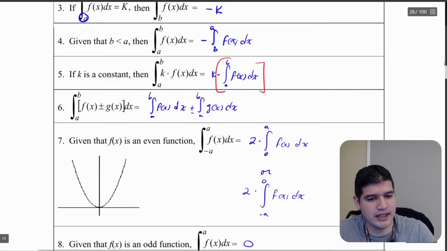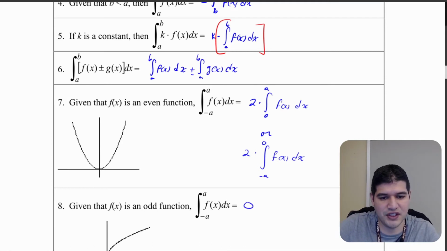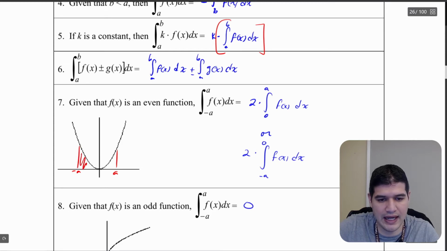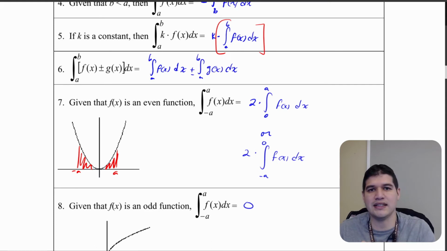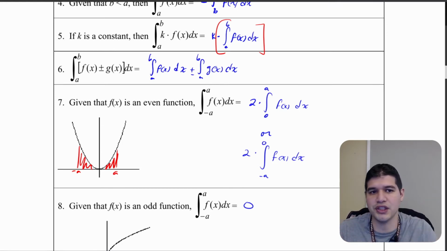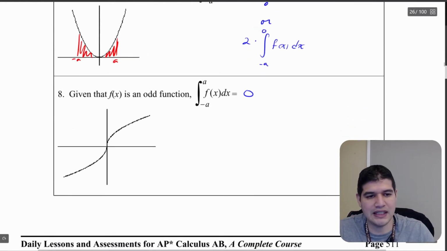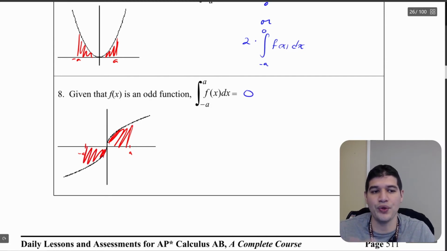And there are some interesting scenarios here in 7 and 8. If we have an even function, we're going from negative a to a here. Think about what happens in that area. It's just going to be double because we have that y-axis symmetry. So if we can go from negative a to 0 or 0 to a, you just double it and you're good to go. And that's kind of what happens here in 8. If we're going from negative a to a, then anything that's above the x-axis is going to get canceled out with everything that's below the x-axis.